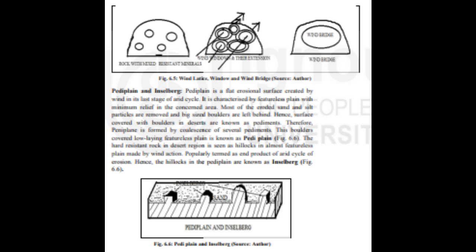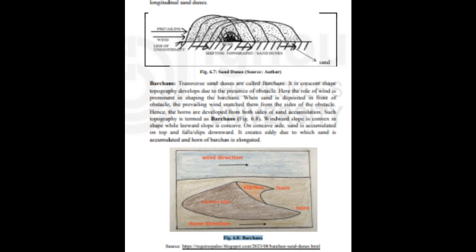Fig. 6.6. The hard resistant rock in the desert region is seen as hillocks in an almost featureless plain made by wind action, popularly termed the end product of the arid cycle of erosion. Hence, the hillocks in the pediplane are known as Inselbergs. Fig. 6.6, pediplane and Inselberg. Source: Author.